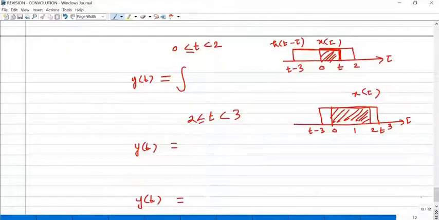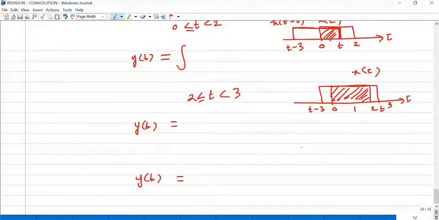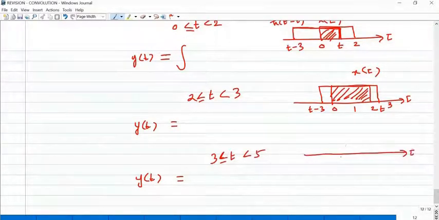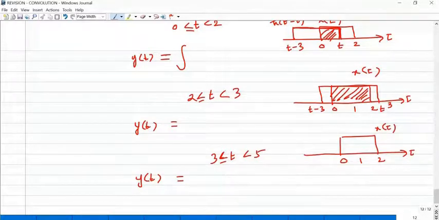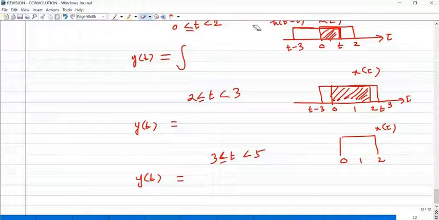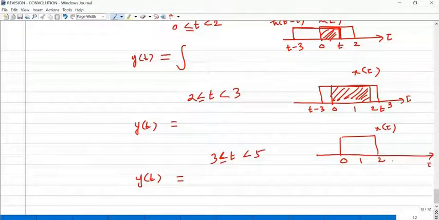Okay. Next, t between 3 to 5. What about the signal sketch? 0, 1, 2. This is x of tau. Three, 4, just an assumption. Okay. This point 3, 4. This may be 3, maybe 4. So 3 to 5. So somewhere around like this.